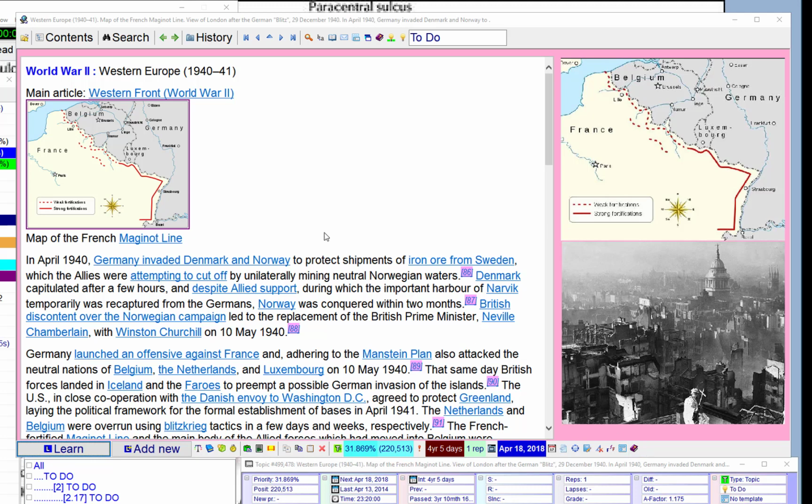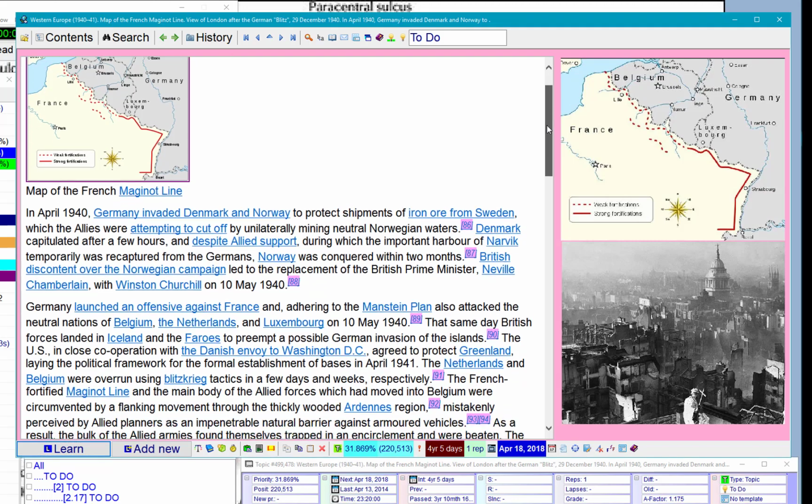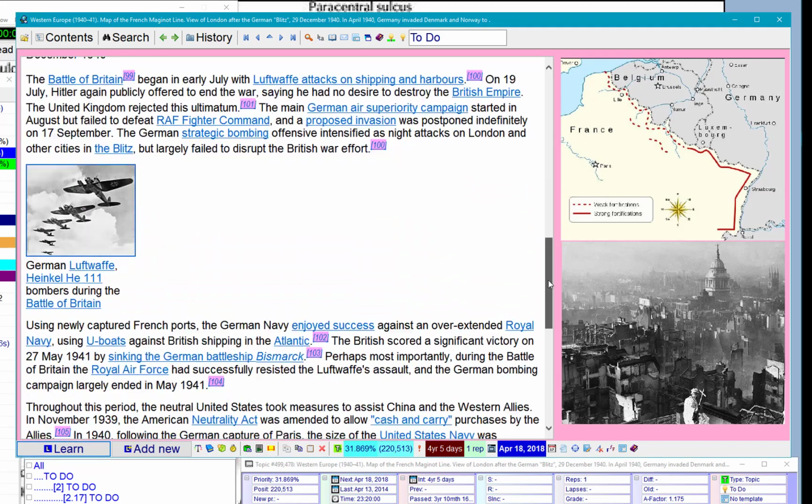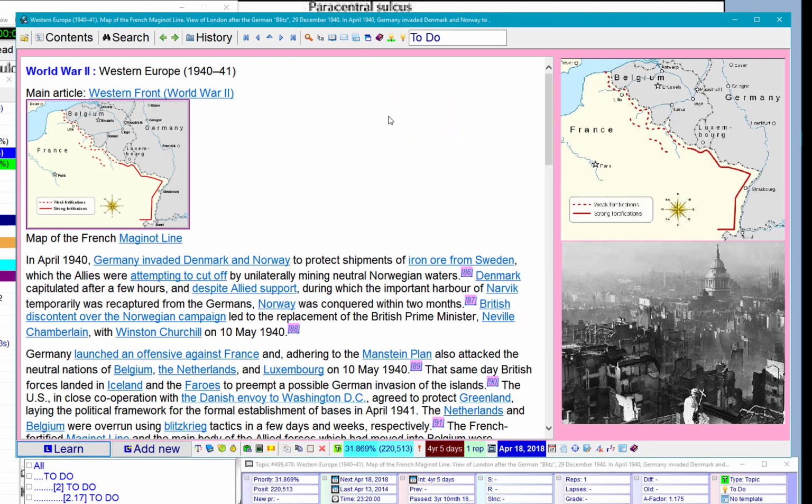I have a very, very long article about World War II in Western Europe, 1940-1941. And it all is very intimidating. It's like a long story. Lots of words, lots of detail. How do I tackle this with incremental reading?